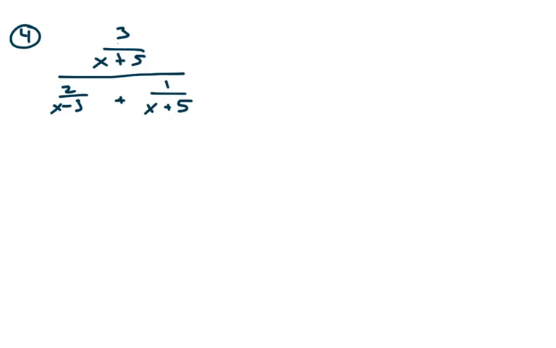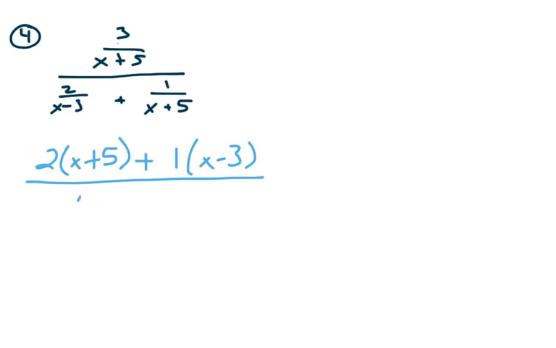Okay, so what this is going to look like, and I'm doing the denominators in blue, so I'm going to stick with that. I'm going to take 2 times the opposite denominator, so x plus 5, plus, since we're adding the fractions, 1 times the opposite denominator, x minus 3, and the denominator of this fraction is going to be x minus 3 times x plus 5.